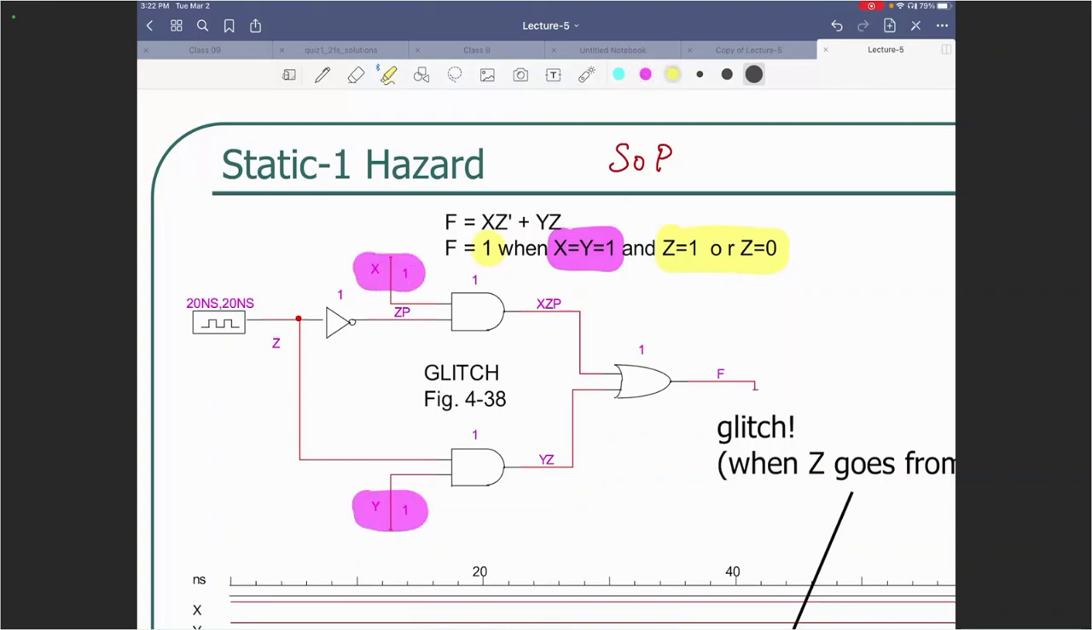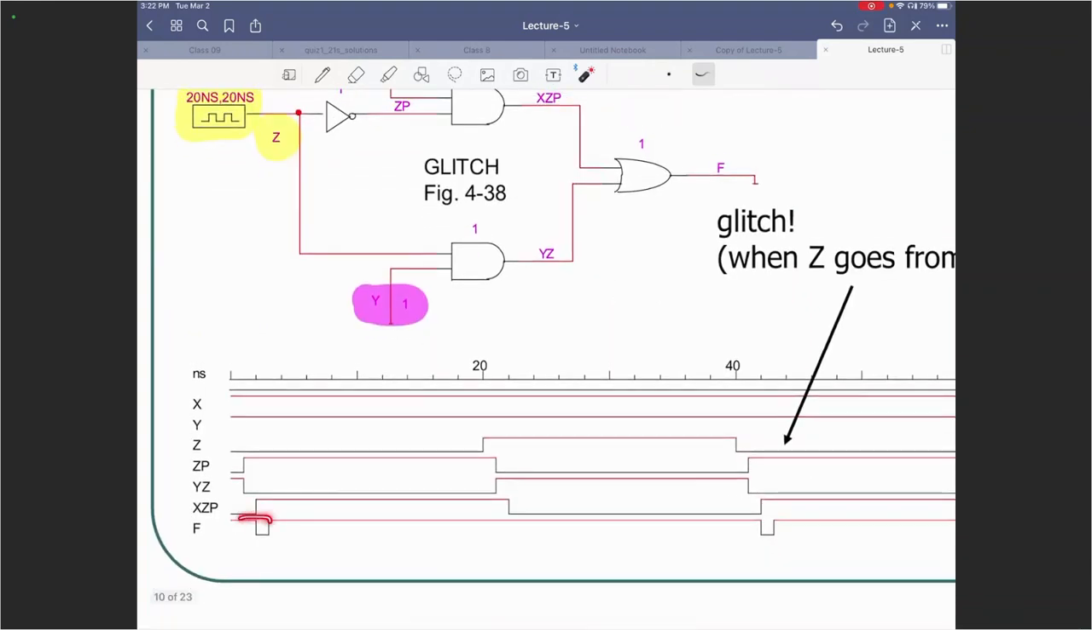Now we are focusing on Z. We are changing it, 0 to a 1, 1 to 0, we keep changing it. So based on the function itself, we would expect F to be a 1. But is it going to be a 1? No. As you can see, you had an accidental 0 here. You had an accidental 0 here. And this was soon after Z changed from 1 to a 0. So Z changed from 1 to a 0 here, and that caused that particular glitch.